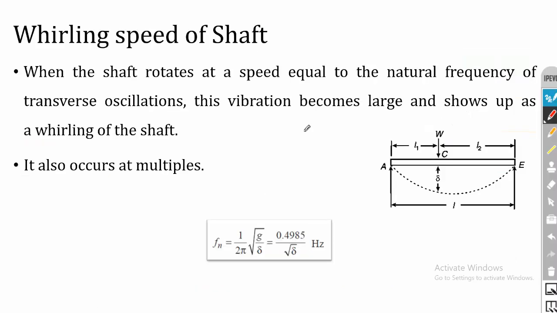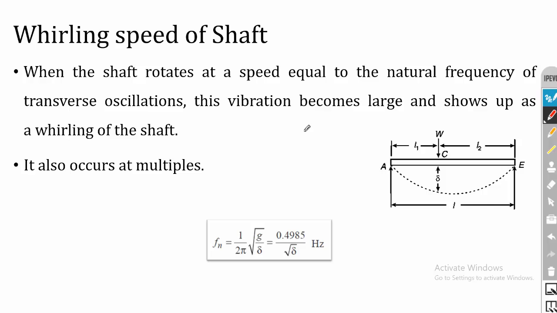Next topic is whirling speed of shaft, or otherwise we can call it critical speed. In dynamics, you must have studied about resonance. Resonance means when the external frequency or the forced frequency of the system matches with the natural frequency of the system, then the system will vibrate with high amplitude. That state is called resonance. In the case of rotors, the resonance speed is also called whirling speed.